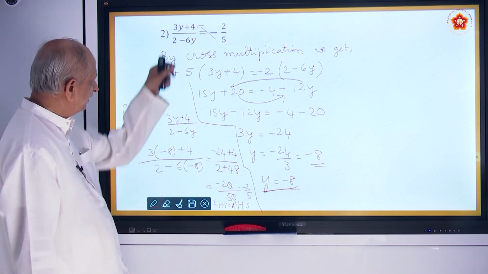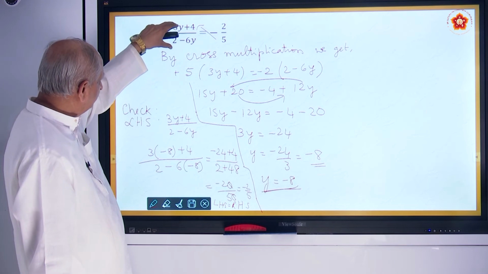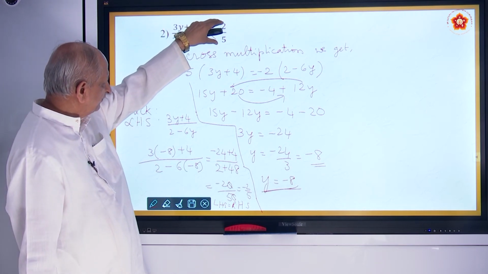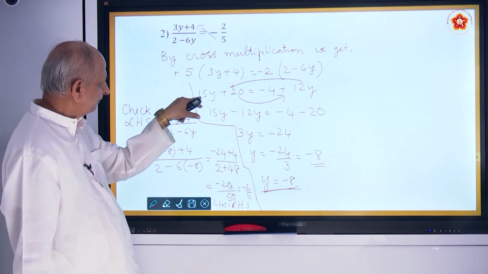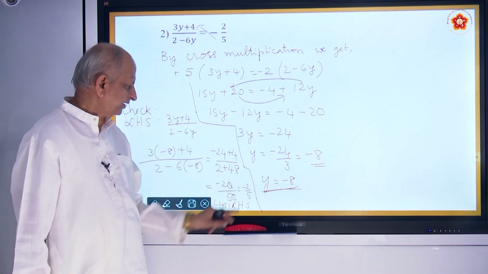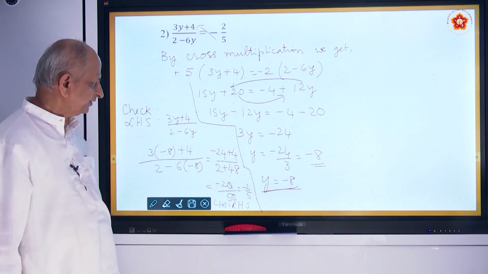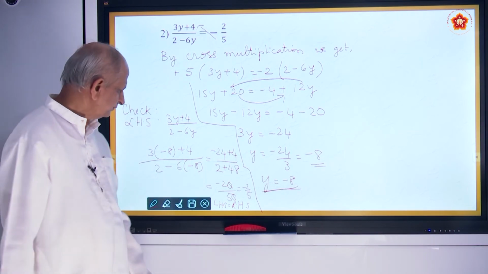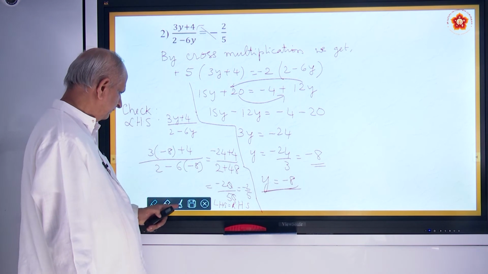Okay, so what you have done in this, the equation given in this rational form is brought to linear form. This is a linear form of the equation, and we got the answer, and that is how the verification is done. Noted? Okay.